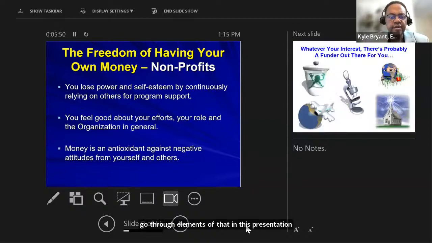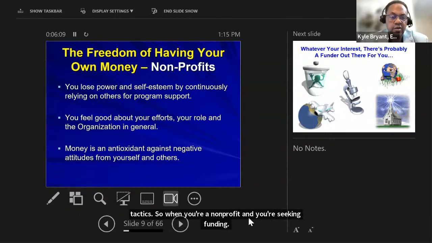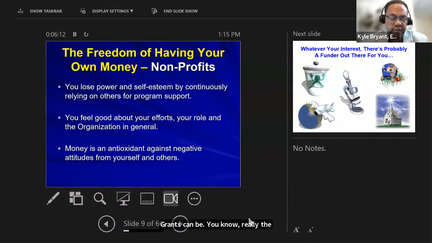In terms of the freedom of having your own money for nonprofits, you lose power and self-esteem by continuously relying on others for program support. Many people are not adept at fundraising tactics. So when you're a nonprofit and you're seeking funding, grants can be really the lifeblood of your organization so that you can do good in your community. You also feel better about your efforts and your role and the organization in general when you have ample funding to operate your programs. And money is an antioxidant against negative attitudes from yourself and others.